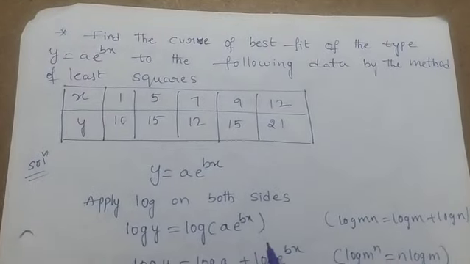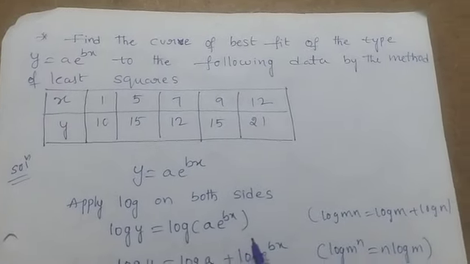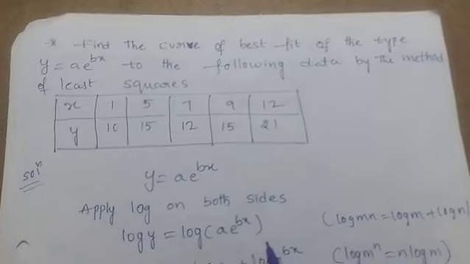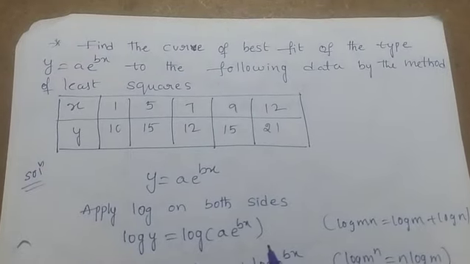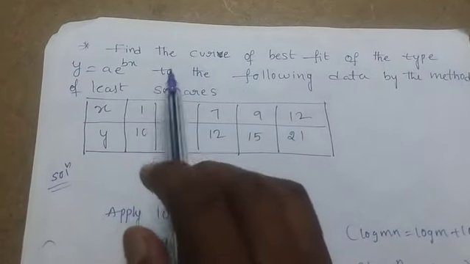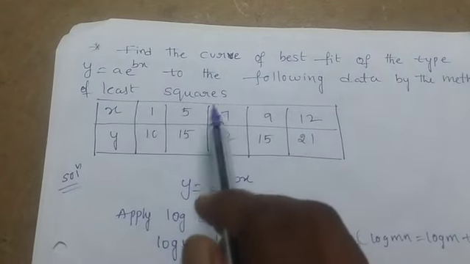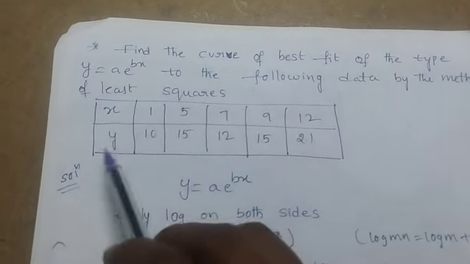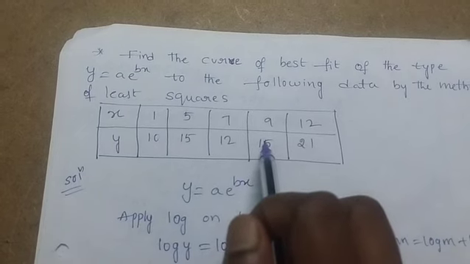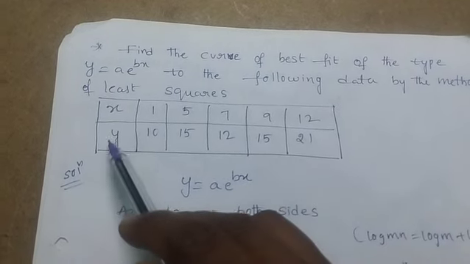Hello students, today I am explaining an important problem in unit 4. Here our question is what? Find the curve of best fit of the type y equal to a into e power bx to the following data by the method of least squares. Here x values and y values are given. Okay, we need to fit a curve for these values.